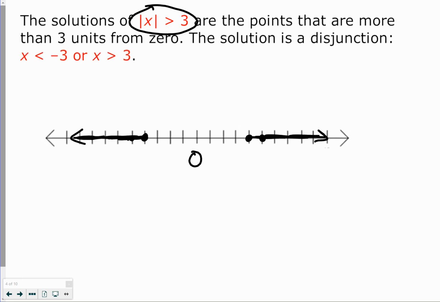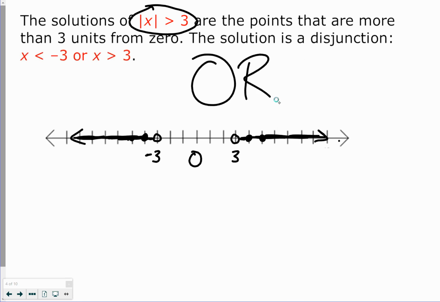Now, what about 3 and negative 3? Those won't work because it doesn't say or equal to. So I have to put an open circle there. And you should see that they're going the opposite ways. So it's a disjunction, so the word or.